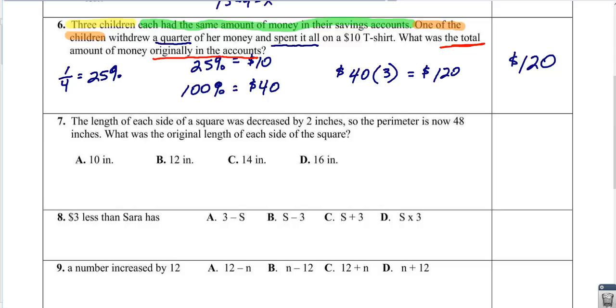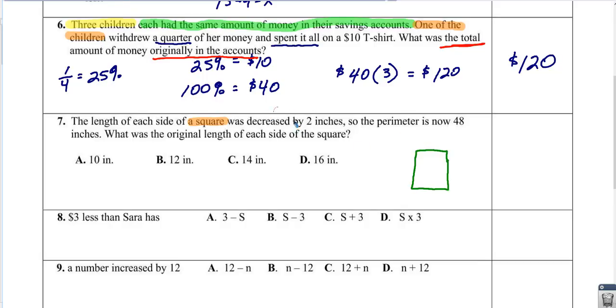If you haven't already done so, draw yourself a square. This is important. We're talking about a square here. What do we know about sides of a square? They're all equal. Yeah, they're all the same. If this was a rectangle, this would not be a problem we could solve with the information given. But when they tell us square, we know all the sides are the same length.